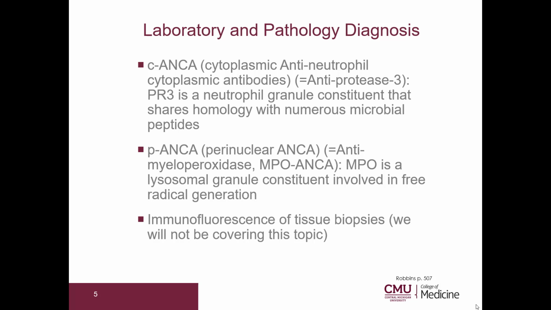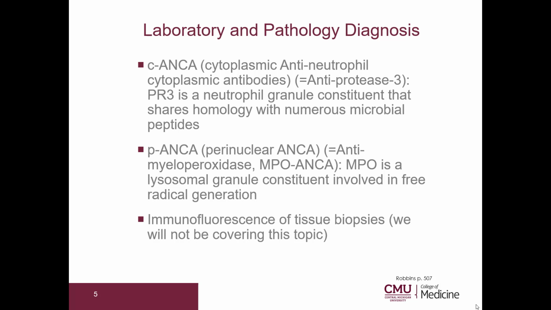Laboratory and pathology diagnosis play a major role in the care of patients with vasculitis. C-ANCA, which is now known as PR3, is a neutrophil granule constituent that shares homology with numerous microbial peptides. P-ANCA is now known as MPO-ANCA. Myeloperoxidase is a lysosomal granule constituent involved in free radical generation. PR3 and MPO-ANCA are used to aid in the diagnosis of different types of vasculitis.